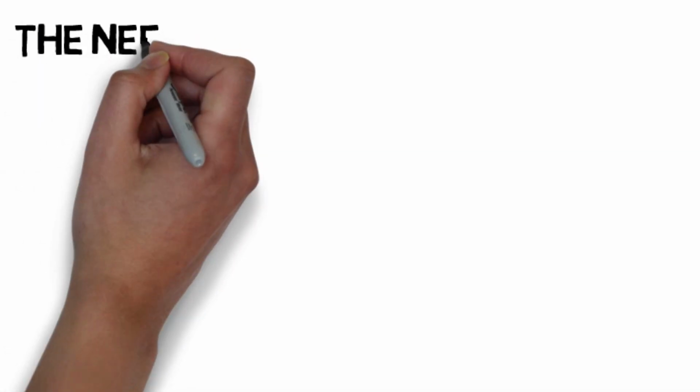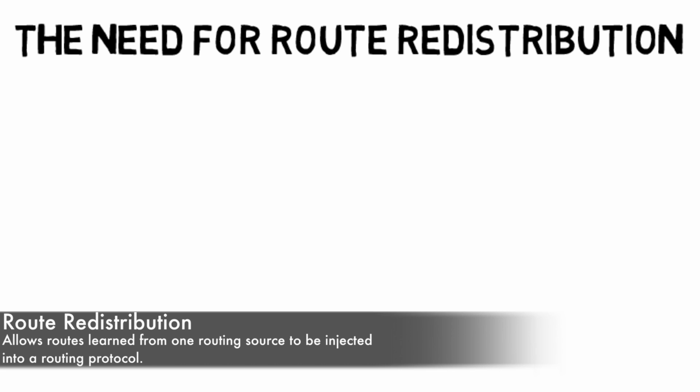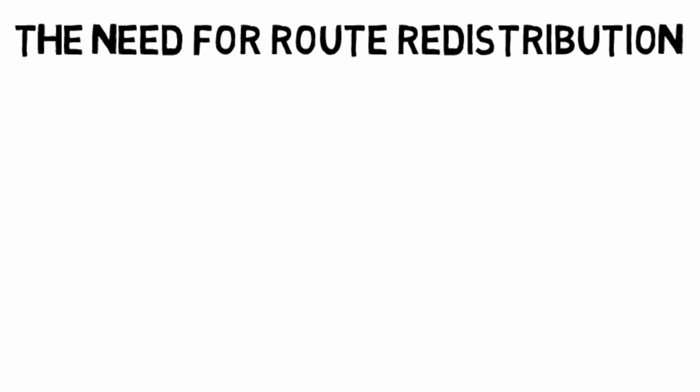We learned about the concept of route redistribution back in the Route Complete video course, and we said that route redistribution allows routes that are learned from one routing source, maybe a routing protocol, maybe a directly connected route, maybe a statically configured route, to be injected into a specific routing protocol. For example, we could redistribute routes from OSPF into EIGRP. And before we get into troubleshooting route redistribution, let's take a few moments and review the basics.